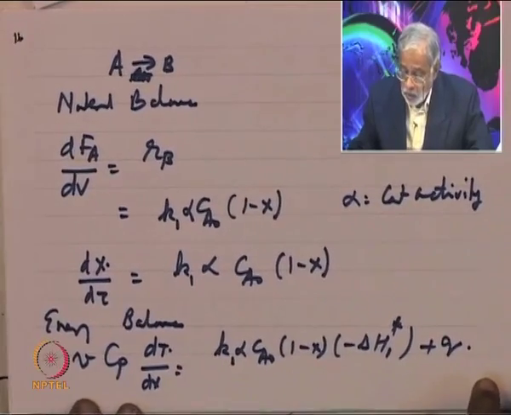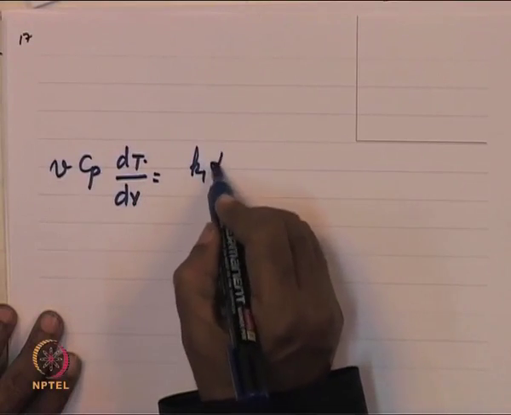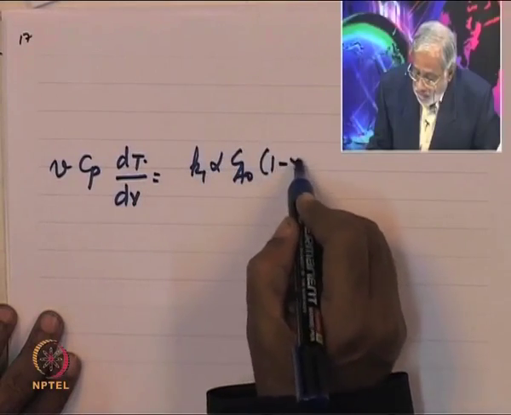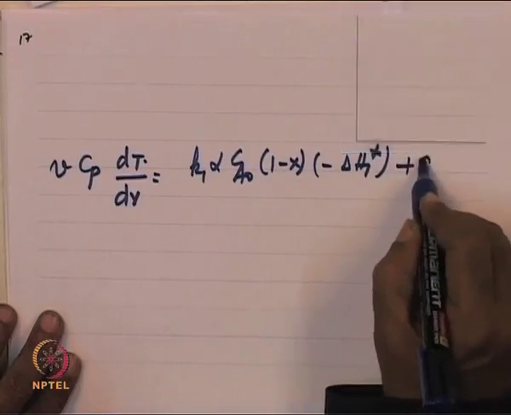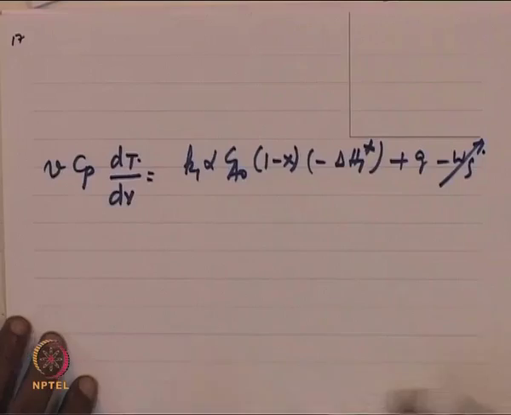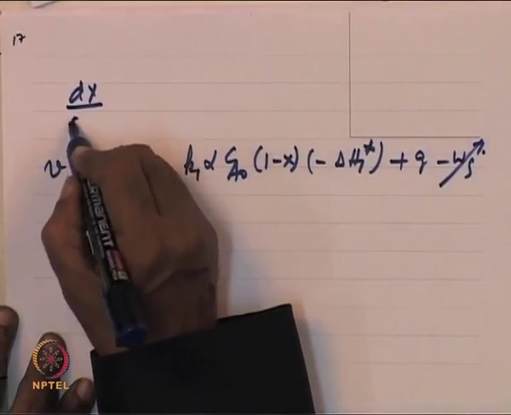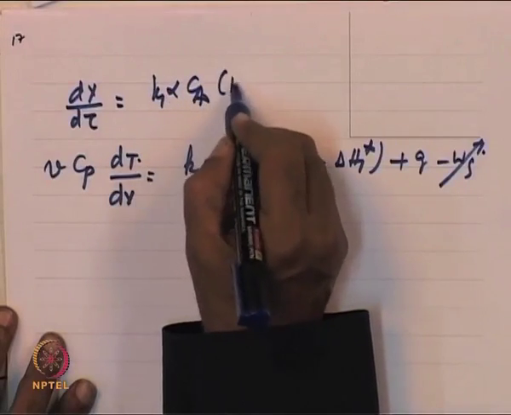Now, let me say it once again, our energy balance, just to emphasize: dT/dV equal to K1 alpha CA0 times (1 minus X) times minus delta H1 star plus Q, and of course minus Ws, we are not going to derive work out of this. And then dX/dτ equal to K1 alpha C0 times (1 minus X).